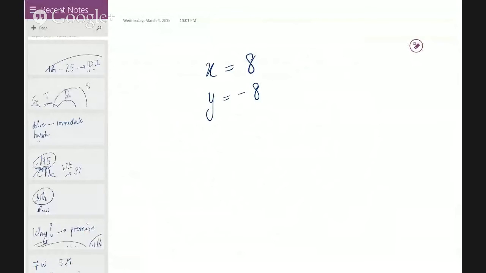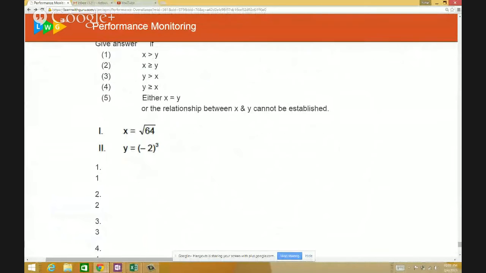What do you think? X is more than y? Yes, x is more than y, and that's precisely the option. Option 1: x is more than y.